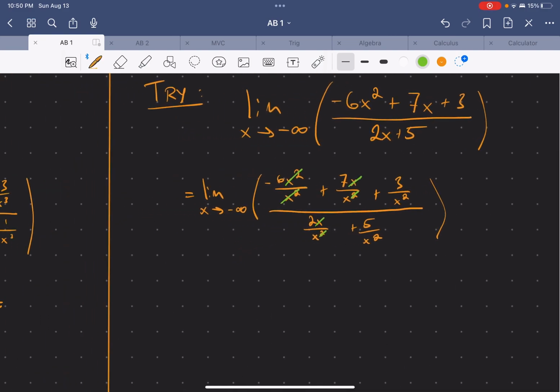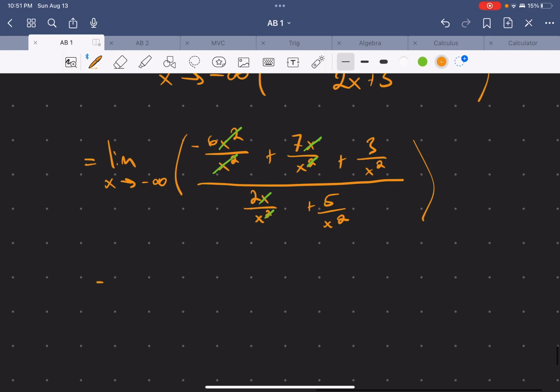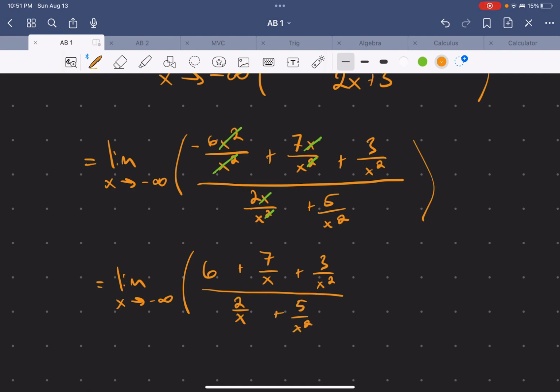All right, so let's clean this up. So the top left fraction simplifies to a 6, and then I have plus 7 over x plus 3 over x squared, divided by 2 over x plus 5 over x squared.